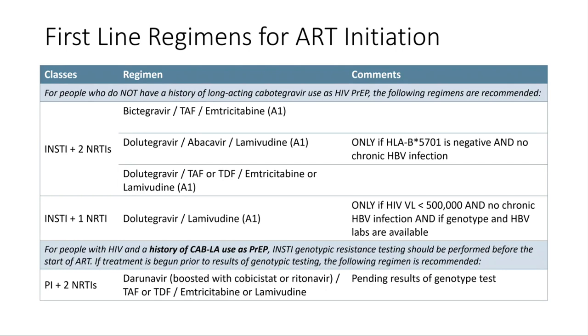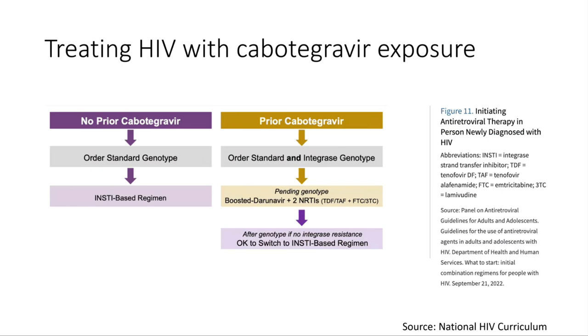And the top part is what I showed you before for the preferred first line regimens, but in the guidelines, it actually has these caveats. Those are the preferred regimens for people who do not have a history of long acting cabotegravir use for PrEP. And there's a whole separate preferred section for if they have a history of cabotegravir long acting injectable PrEP. And it's exactly the regimen you mentioned, pending results of a genotype. And this is from the curriculum. It's just sort of another way to say it.